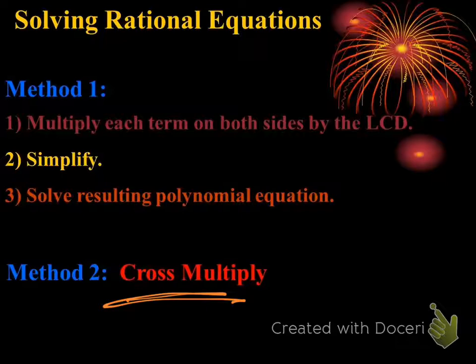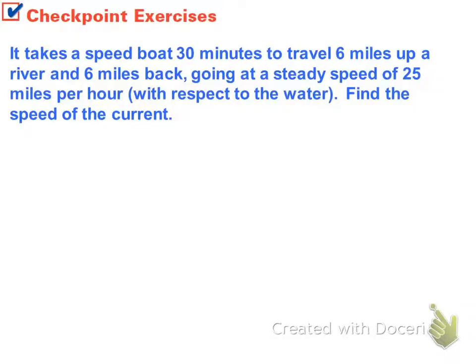Let's look at one word problem. This is a very common word problem that you will see on SATs and all types of standardized tests. Very common word problem. In this word problem, let's read it first. It says it takes a speedboat 30 minutes to travel 6 miles up a river and 6 miles back, going at a steady speed of 25 miles per hour with respect to the water.